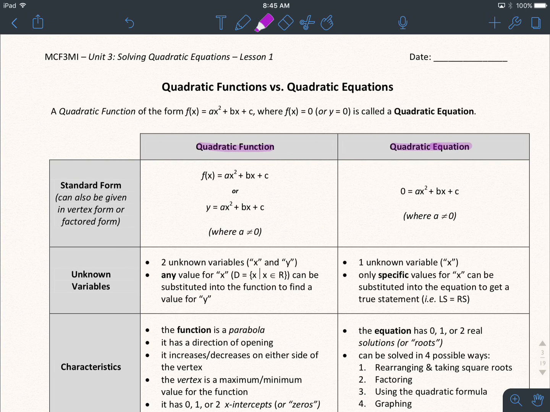Now, a quadratic function, which we just spent a whole unit doing, has input values and output values, has two variables, x's and y's, or f of x's and x's. It looks like a parabola. It's all this different stuff. What we're looking at in this particular unit is a quadratic equation and then by extension its solutions.